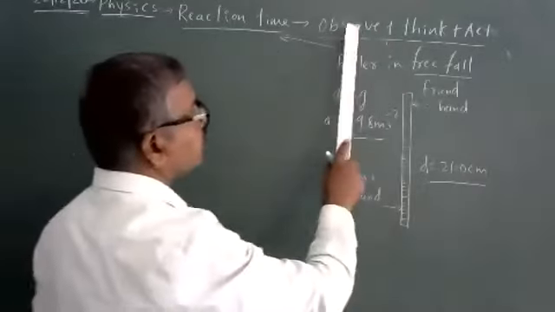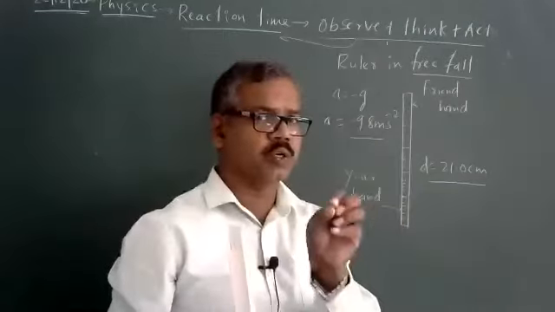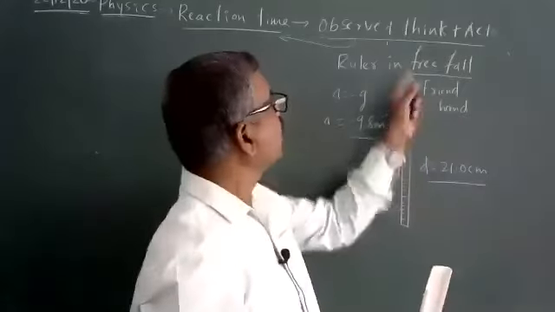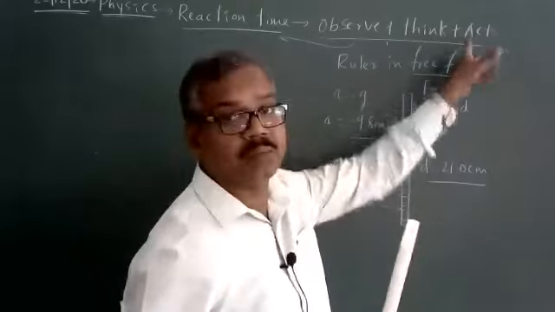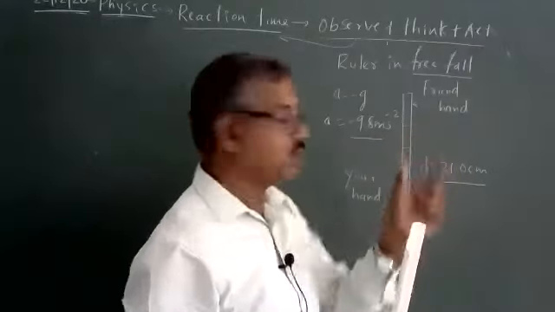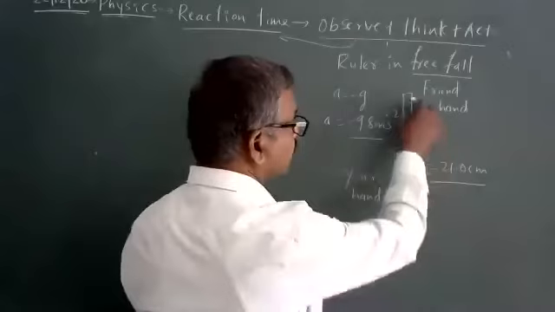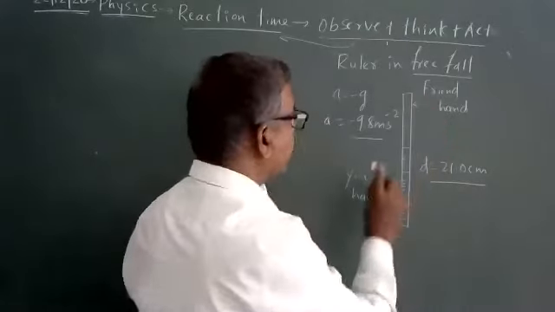You observe the instant your friend releases the ruler, you think that you need to hold it, and you act. Acting means you close your thumb and fingers and hold it. What is the time needed? The distance the ruler covers from here to here is 21 centimeters.